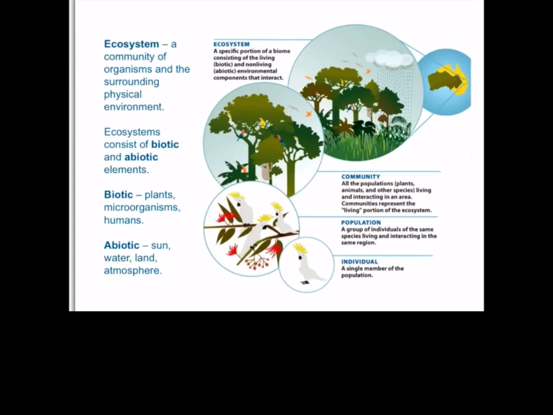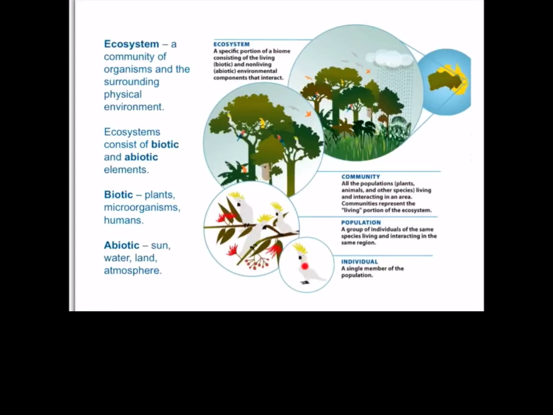Within that, we have population. A population is a group of organisms that can breed together and produce offspring. So this would be a population of birds, of specific species of birds that breed together and have offspring together. And finally, the smallest part of the ecosystem is the individual. This is the single member of this population.